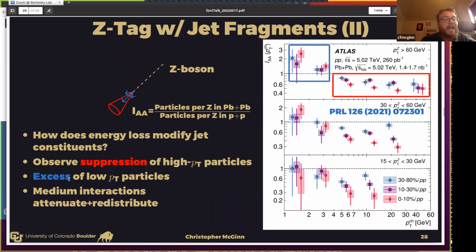And then we see a corresponding excess of low PT particles. Once we go below 4 GeV, we hit maybe this crossing region I tried to highlight for 2 to 4. And then we see a larger excess here, although our ability to make a strong statement about the deviation from 1 is limited by the statistical error bars. This is interpreted as the medium interactions or the quenching effects of the medium interactions attenuating the energy and redistributing it to the softer fragments. Again, maybe something expected once you see jet quenching, but good to confirm.